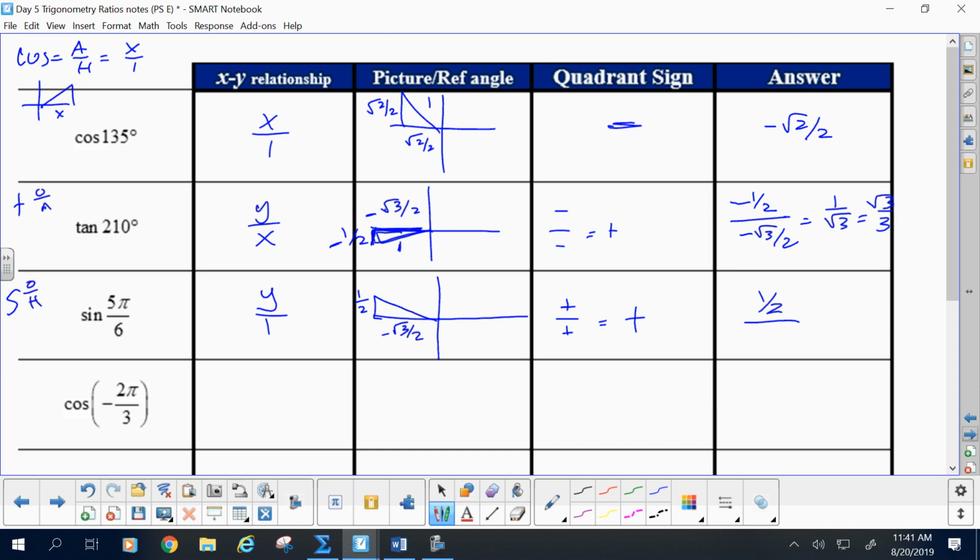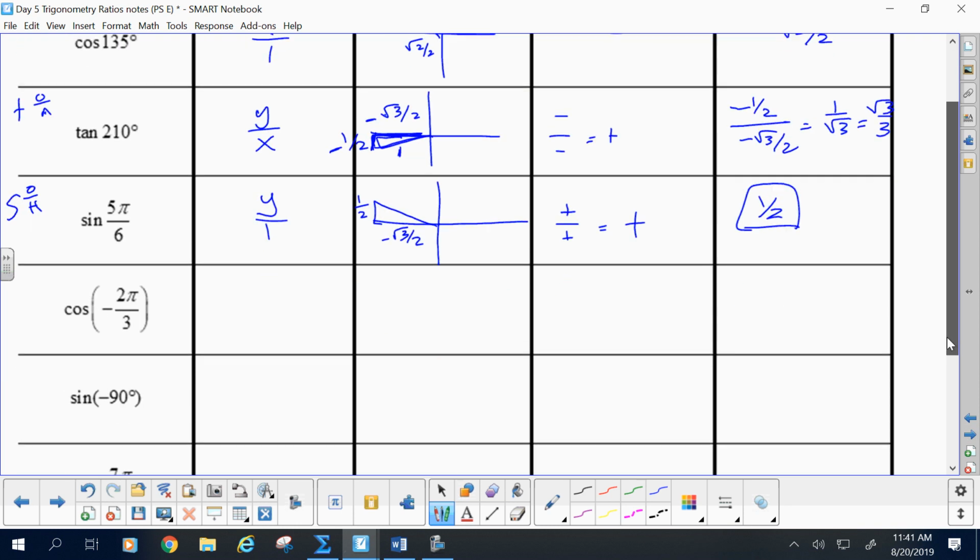Sine is y over 1. The y is 1/2 over 1, and so just 1/2. All right. Cosine of -2 pi over 3. What's cosine? X over 1.